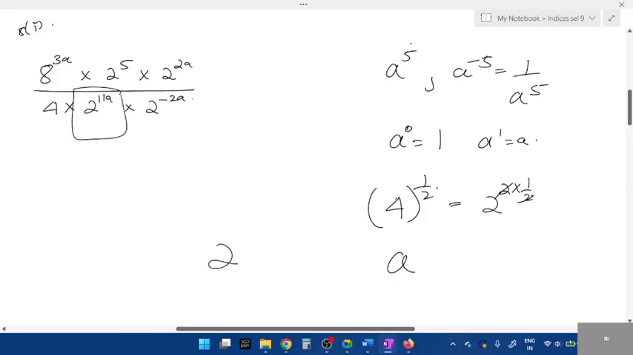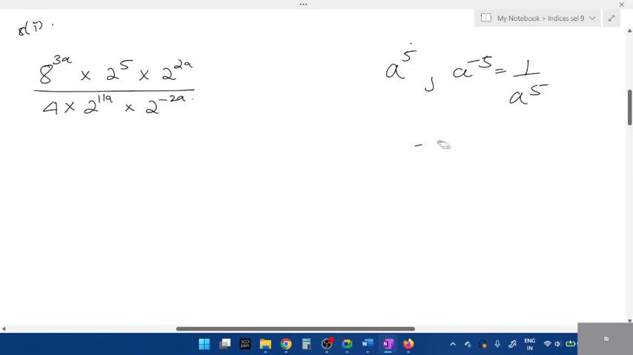Can you see this one? 2 to the power 11a, 8 to the power 3a. So we didn't study these types of questions, right? Where powers are alphabets. So now we have powers with alphabets. I'll teach you how to solve that.